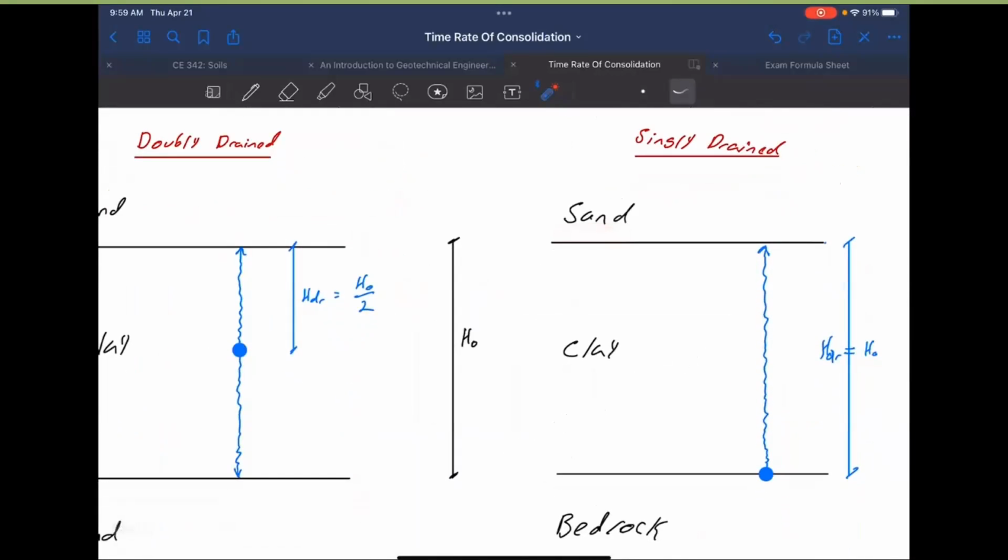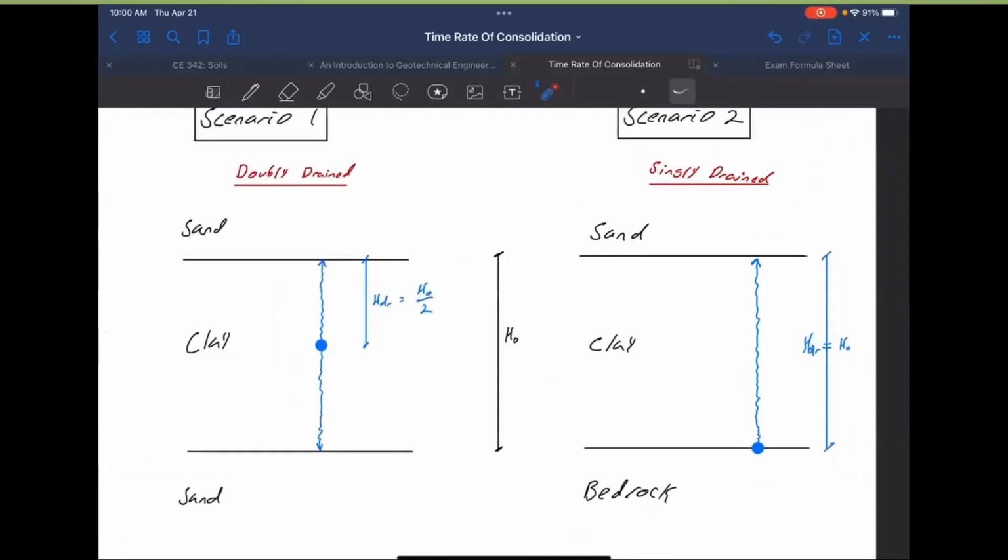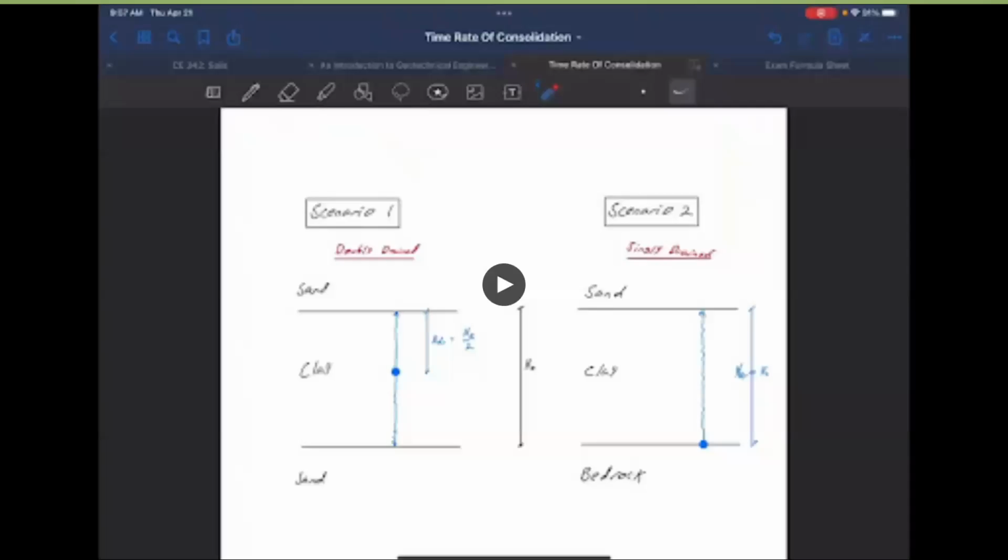Now on to scenario 2. In scenario 2, we have a sand layer above and bedrock below. Sand is more permeable than clay, but bedrock is less permeable than clay. Therefore, water will not seep out through bedrock. And because of that, the longest possible path that a water molecule within this clay layer will take is this one, right here. And because it only seeps through 1 layer, we consider this clay layer to be singly drained, and our drainage length is just the length of our layer. I hope that helps you better understand.